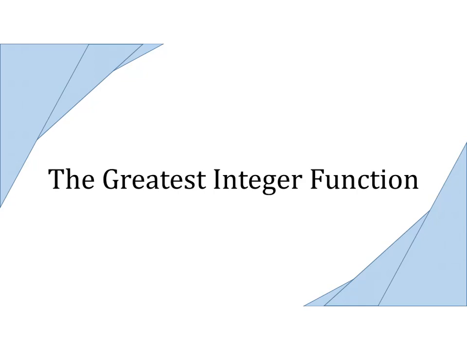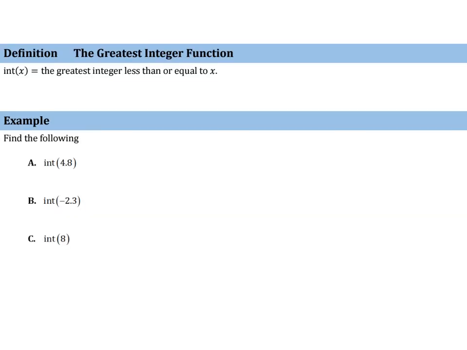Now it's time to introduce you to a special type of function called the greatest integer function. The greatest integer function is written int, and we put as the argument x, and the output is the integer that is as close to x as we can get from the bottom.